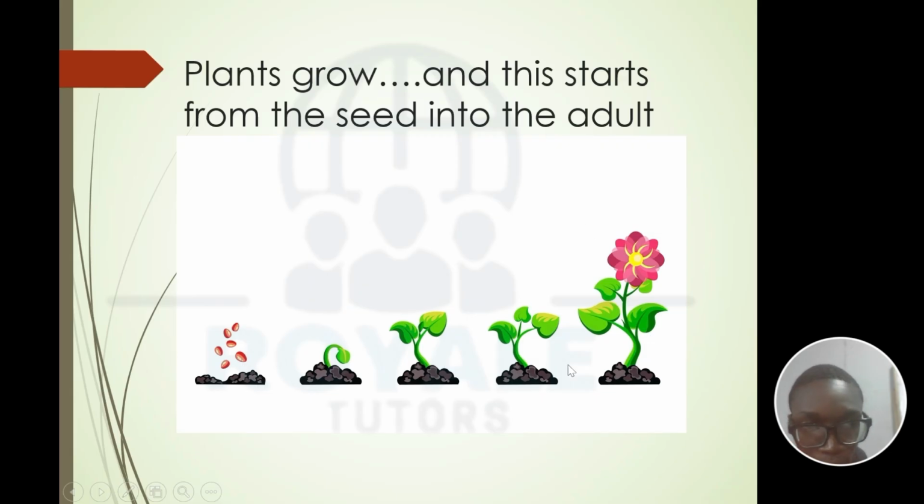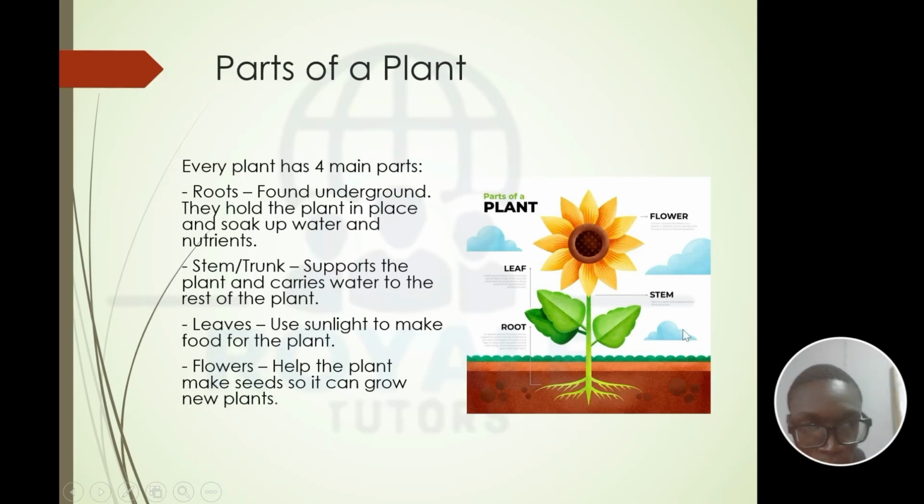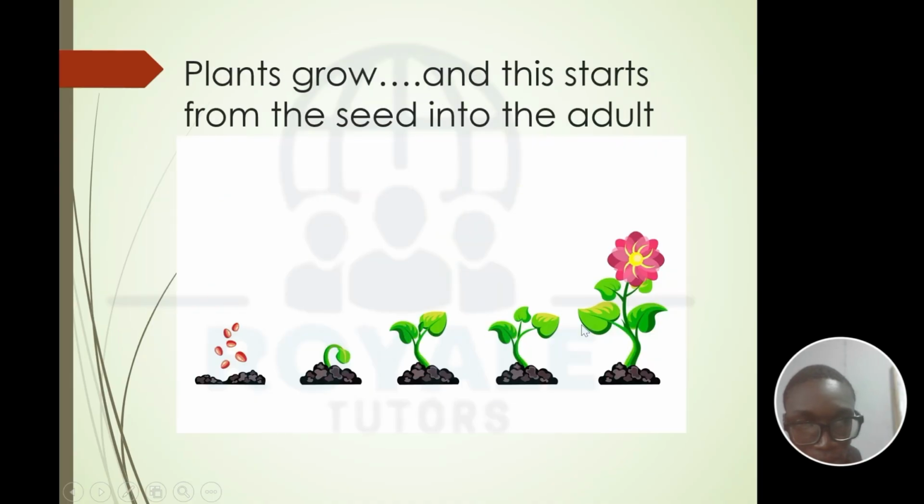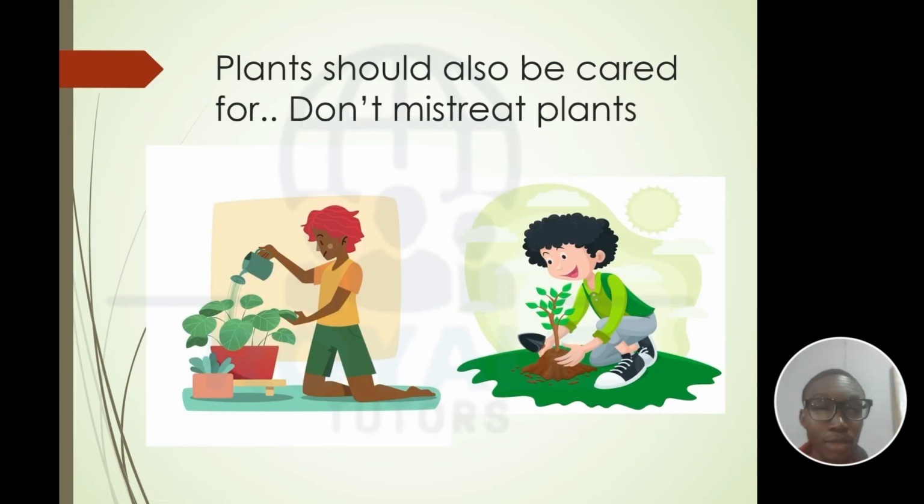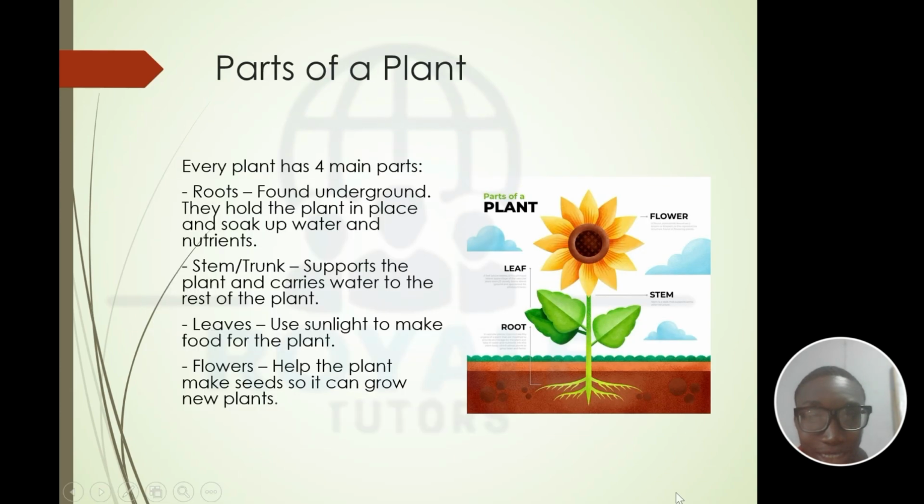Now, if you compare this with our diagram here, you would only be able to see the leaves and the flowers and the stem. Let's look at it again. The leaves, the flowers, and this guy, the stem. So you see, you can't really see the roots. And why is that? Because they are inside the ground, in the soil.